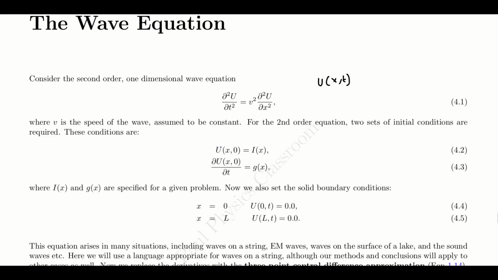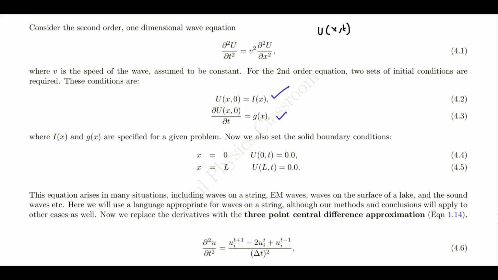These are two initial conditions, which we first discuss. That is u(x,0) at time t equals 0, for all space points x, which is f(x), and ∂u/∂t at t equals 0 for all space points x, which equals g(x), both given for a particular problem. Now we also set the solid boundary conditions, or dead wall boundary conditions. That means for this particular case, at x equals 0, u(0,t) is 0 for all time, and at the other end, u(L,t), which is fixed forever.